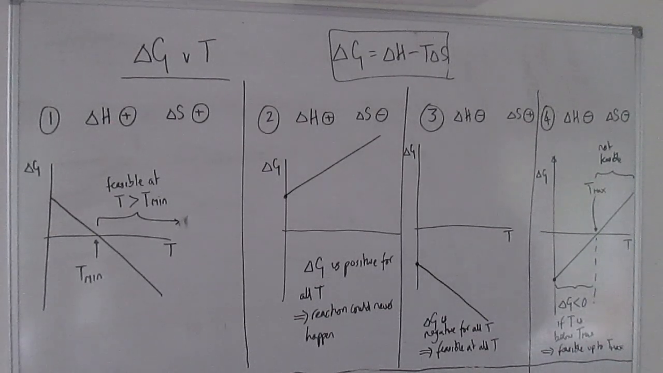And so you can calculate Tmax in exactly the same way we calculated Tmin for an endothermic reaction, because that same relationship will hold, that Tmax is equal to delta H divided by delta S. And in this case you'll get a negative delta H divided by a negative delta S, and again a negative divided by a negative gives you a positive temperature, so that's fine.